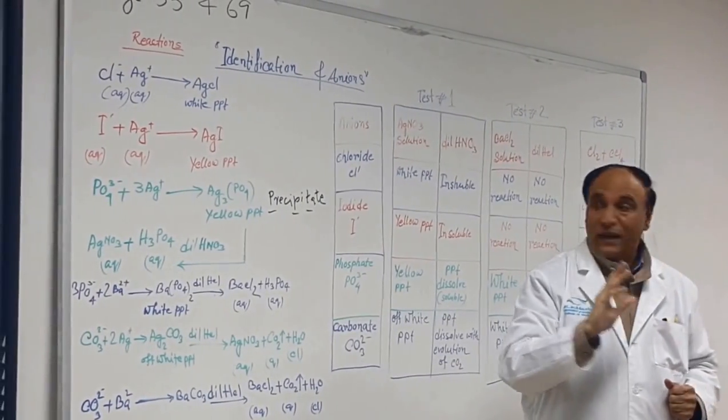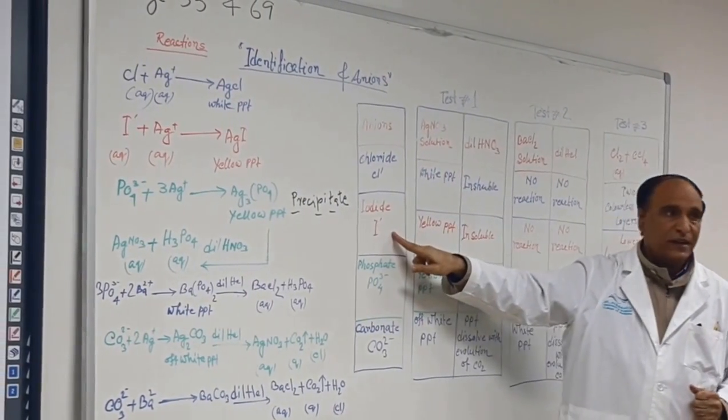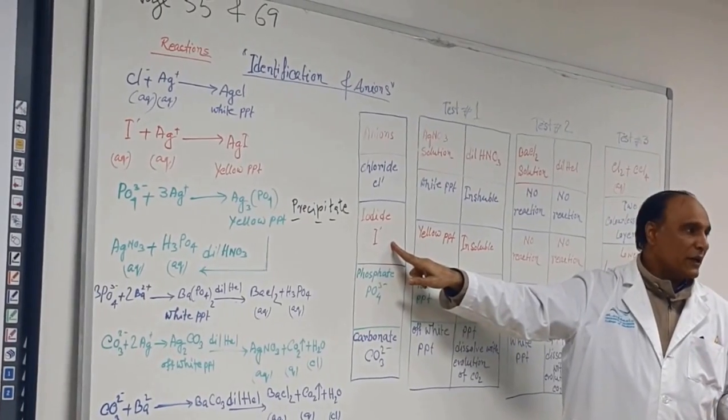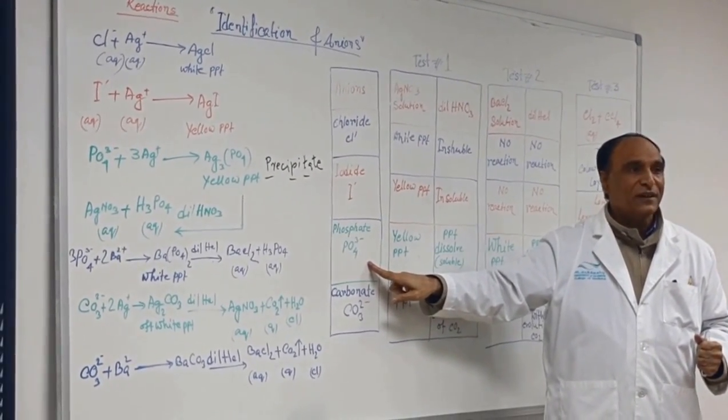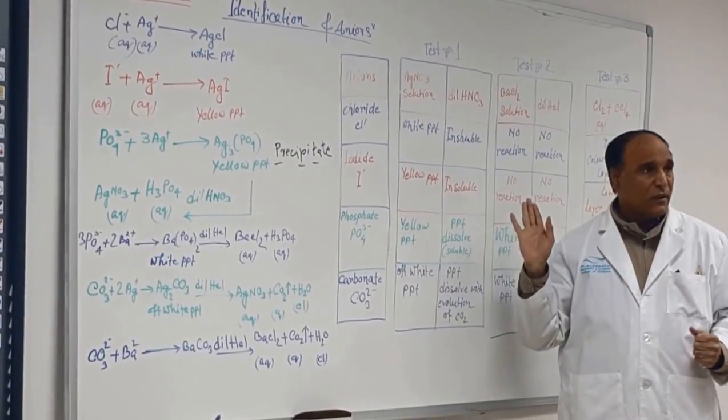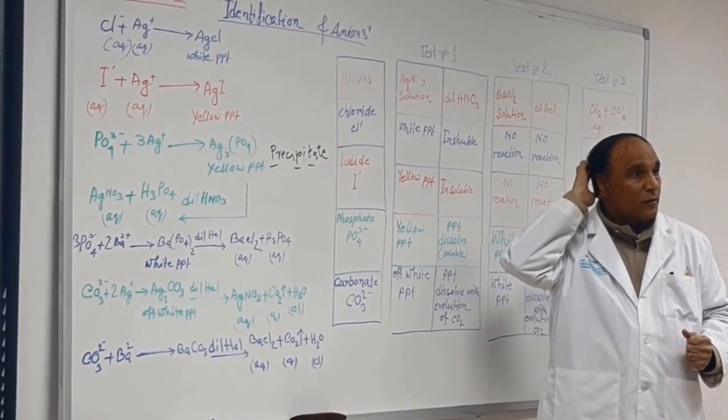What you will do, if you find iodide is free, do the iodide. If phosphate is free, do it with the phosphate. The same result? Yeah, same. In the final, same result.